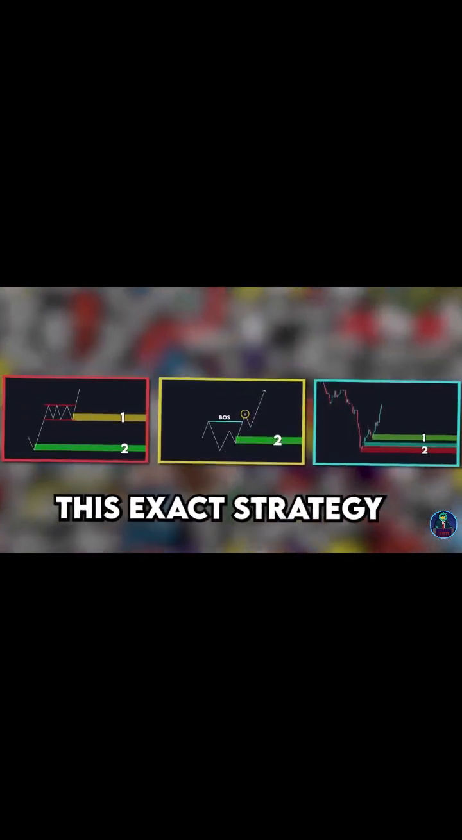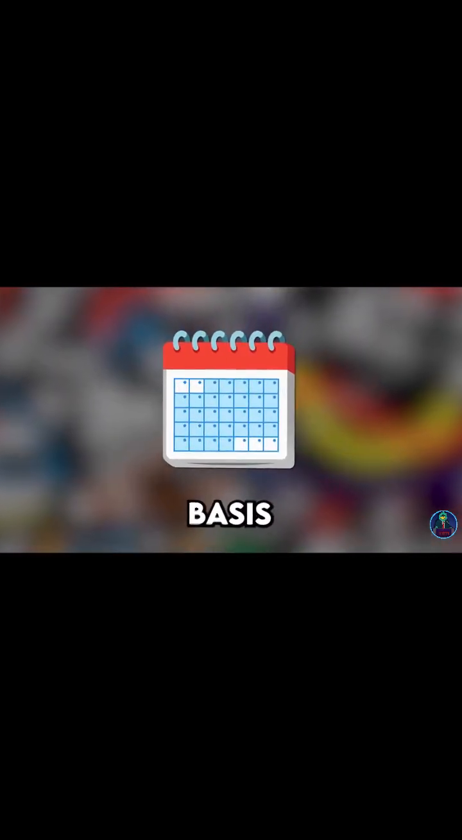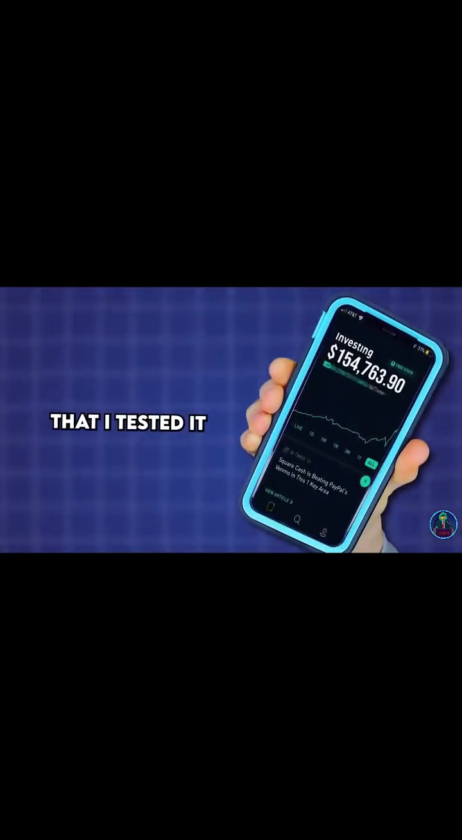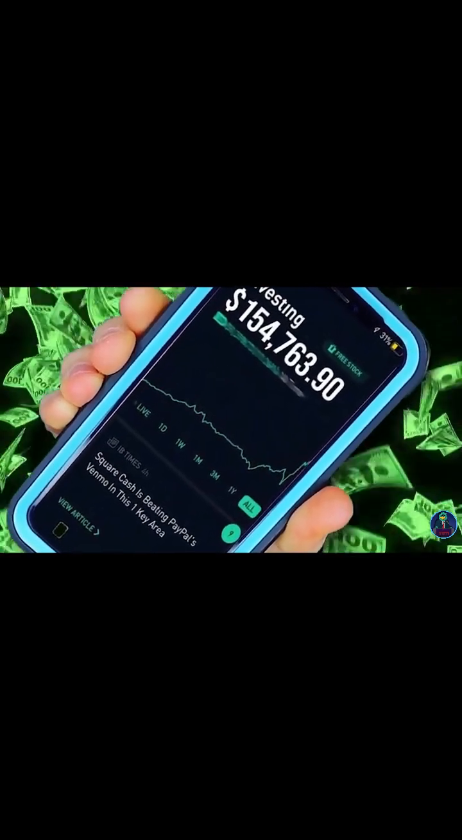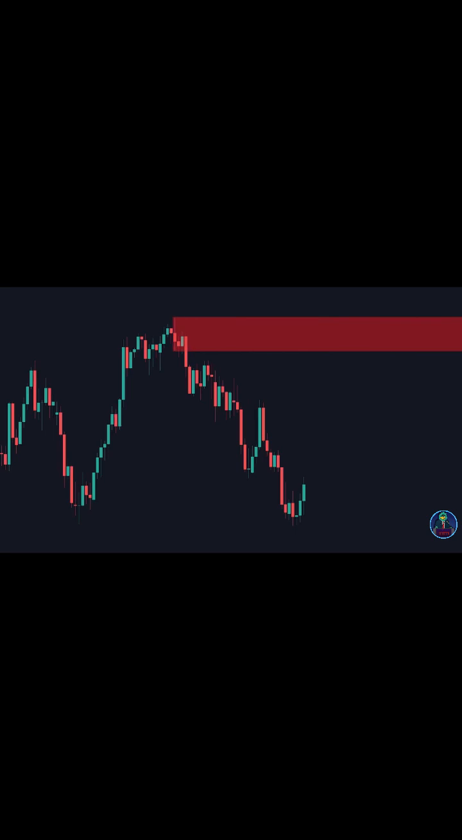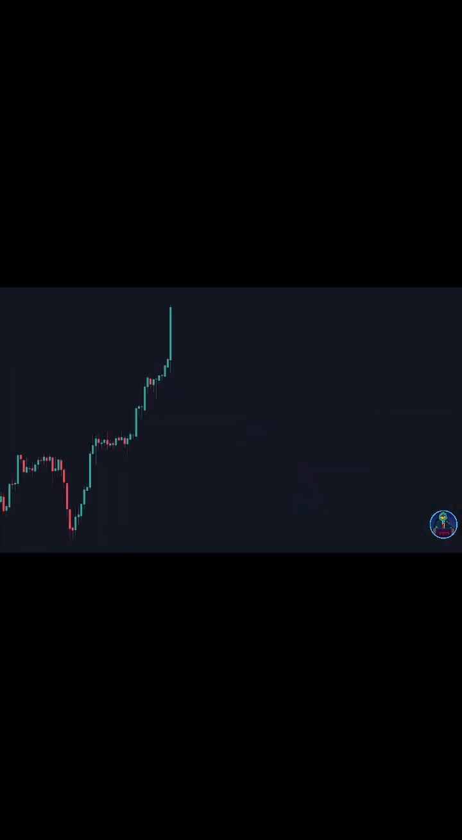This exact strategy is what I use on a day-to-day basis and has been back-tested thousands of times. And every month that I tested it, it has been profitable in the long term. The core of this strategy uses supply and demand. Demand is the start of a strong move upwards, supply is the start of a strong move downwards. The idea is pretty simple.